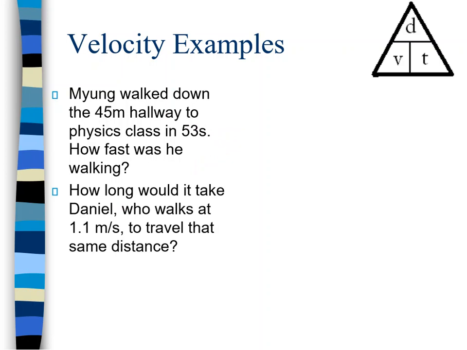So the first thing we're going to do is visualize what's going on. We're saying, okay, what's the deal? Mayung has some type of distance or displacement. So let's go ahead and list out that information. He is traveling down the hallway, and we know it takes a certain amount of time.